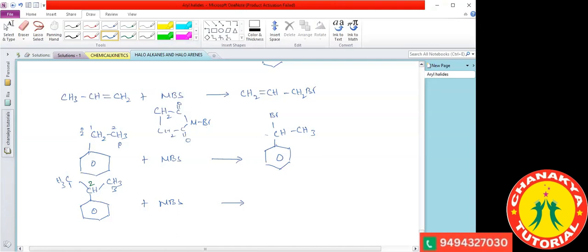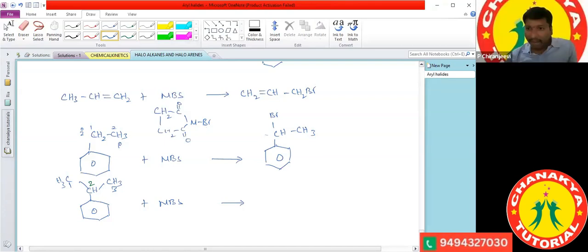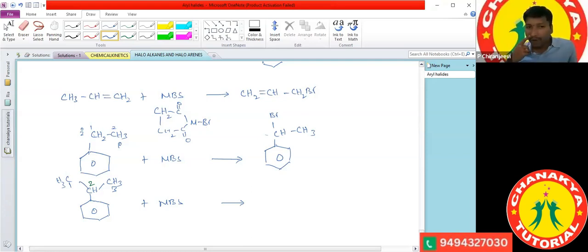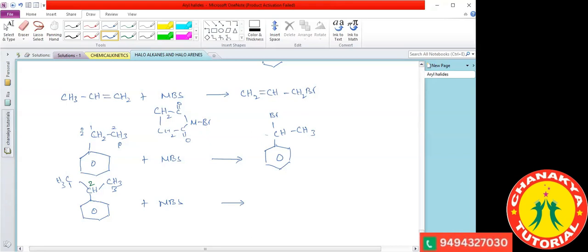Sir, is it the first carbon, second carbon, or third carbon? Third carbon, sir? So is it the second carbon? Very good. Why the second carbon, Aditi? Why not the third carbon? Because the second carbon is tertiary while the third carbon is primary.